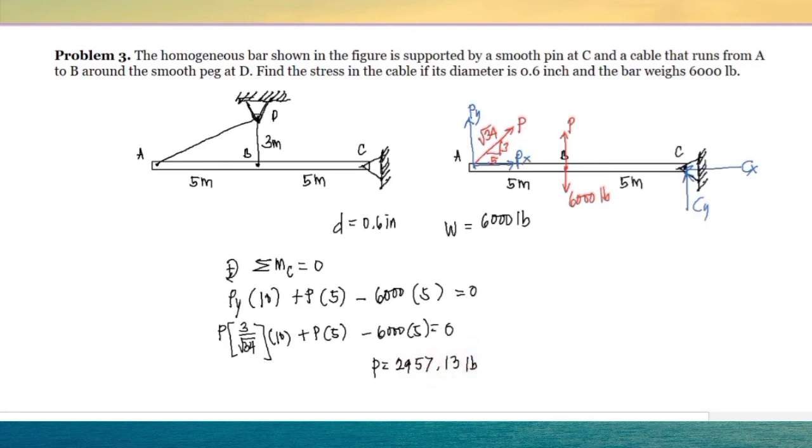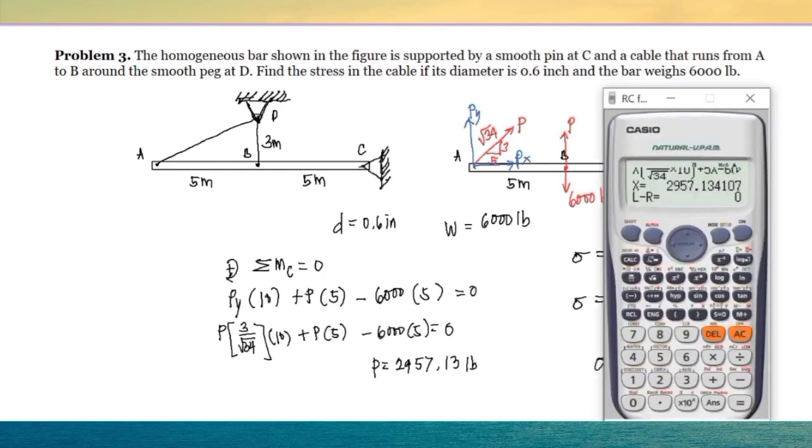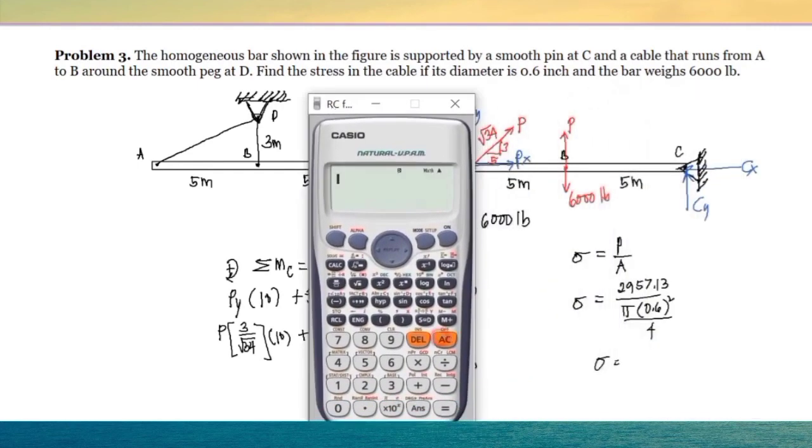Since we already have the value of P, we can now compute the stress, since stress is equal to force over area. So stress is equal to force. The force is 2957.13 and the area, since the diameter is given, is pi times the diameter 0.6 inch squared over 4.